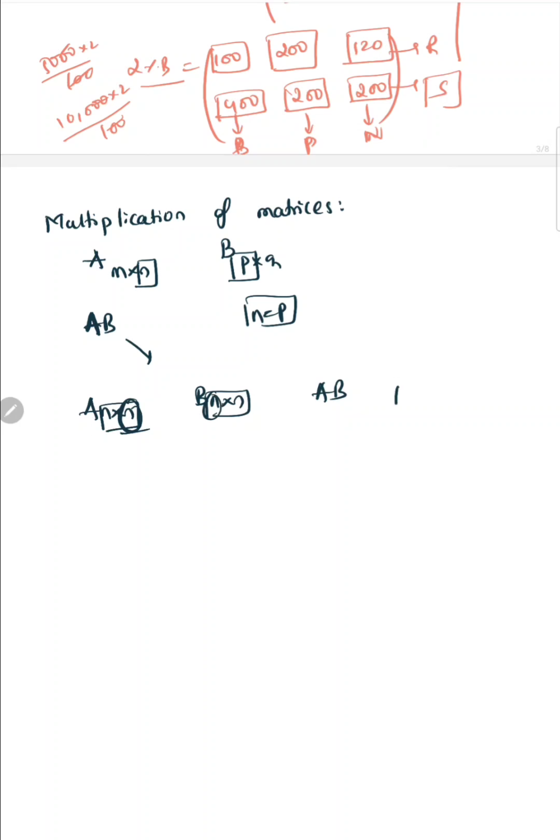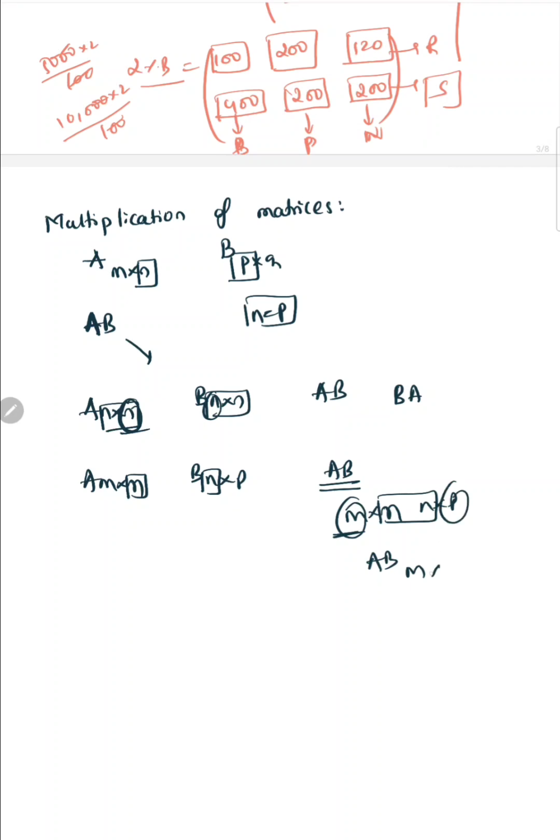In this case also we can perform B into A. Suppose A is an m by n matrix and B is an n by p matrix. We can observe that the number of columns of A is equal to the number of rows of B. We can find A into B, because A is m by n and B is n by p, so the condition for multiplication holds. The order of the matrix A into B will be the number of rows of the first matrix and the number of columns of the second matrix.